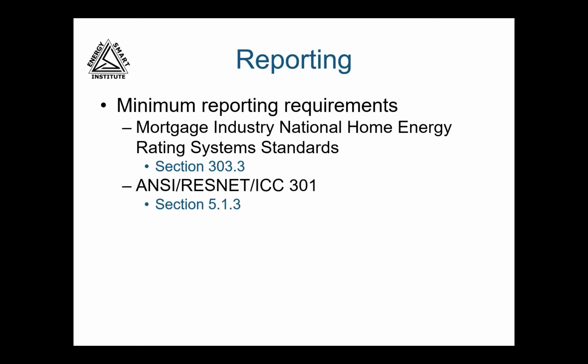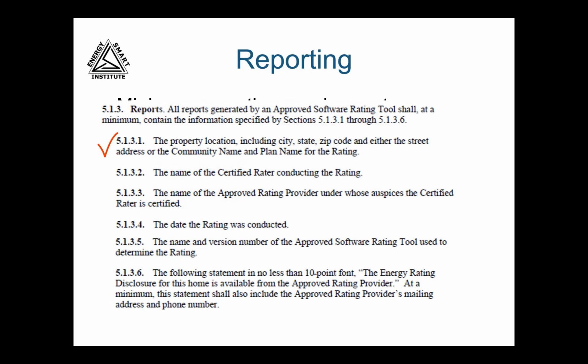The reporting standard of 301 is Section 5.1.3. This section includes what's required at a minimum on all reports generated by any approved rating software tool. These include the address of the property, the name of the rater and the rater's provider, the date of the rating, the software version used for the energy model, and a disclosure statement. Now, that seems pretty minimal and pretty simple, but that's really not all.